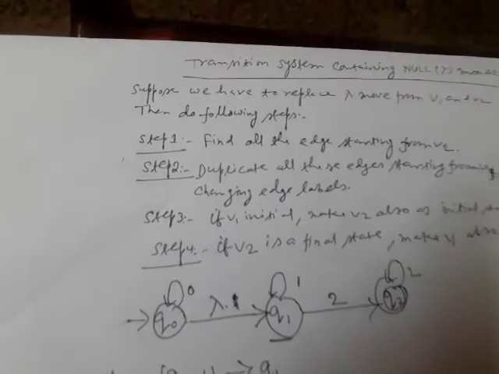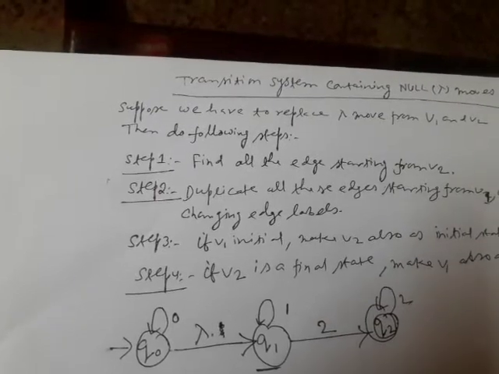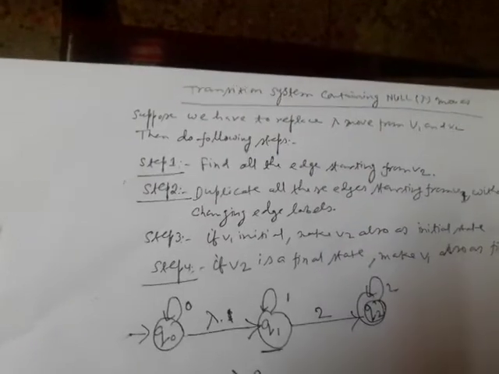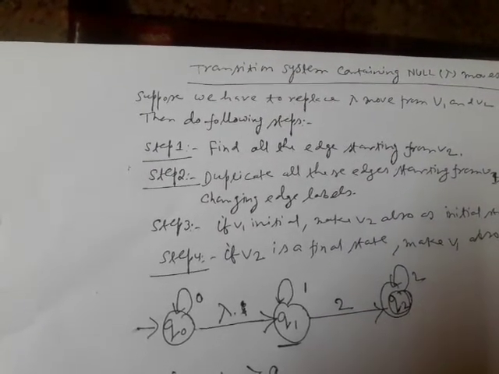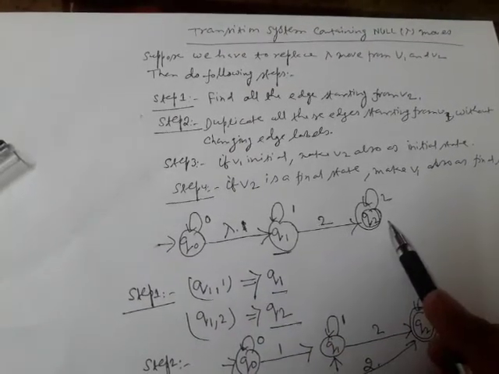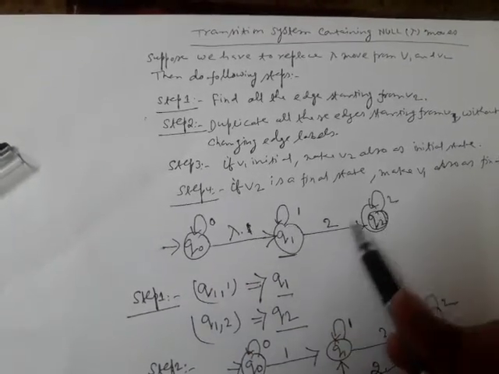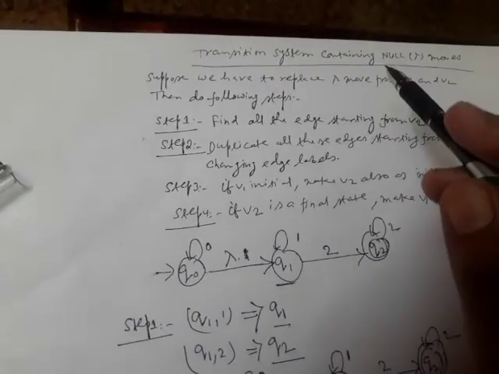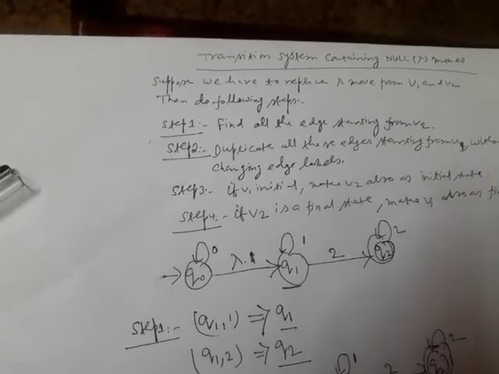Hello friend, in this video we are going to learn how we can remove the null move from the transition system. In the case of deterministic finite automata or non-deterministic finite automata, we know that this type of thing is known as the transition system, where the initial state, final state, and input alphabet are all given. So here we have to remove the null move from the transition system. In this video we can learn it.